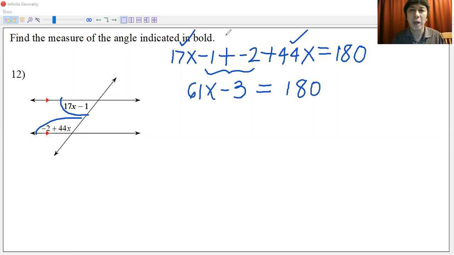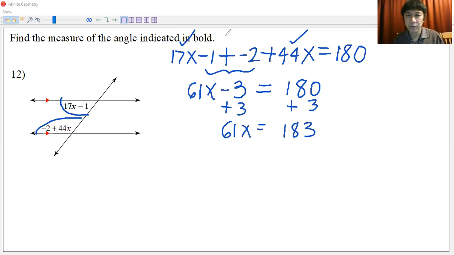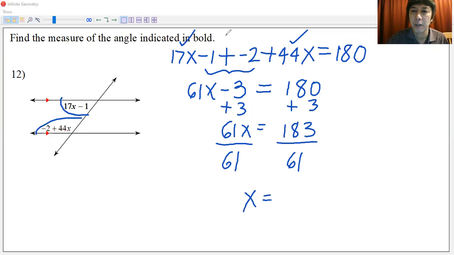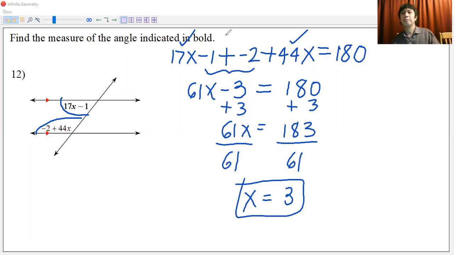180. So we add 3 here, and we add 3 here. So this is 183. That equates to 61x there. Okay, so 61x equals 183. We will be having a division here by the 61. Divide by 61, and x looks like exactly 3 there. And we now have the value of x.